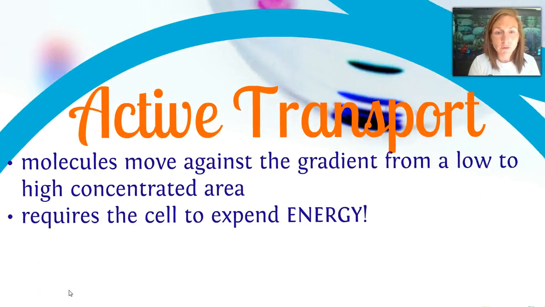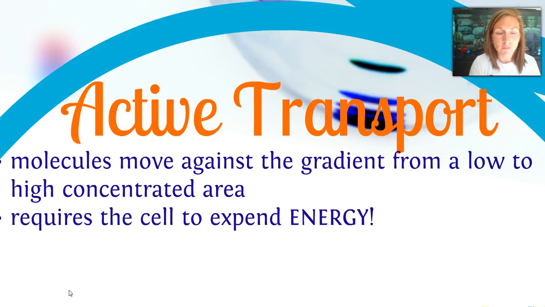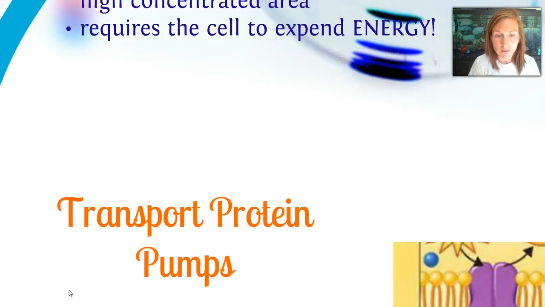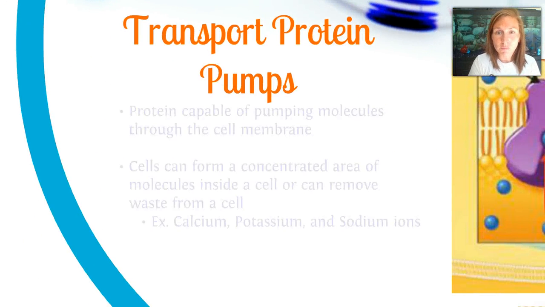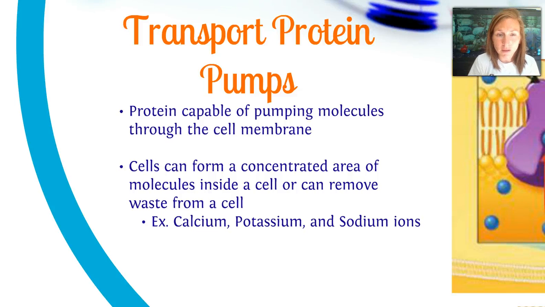Okay, now the last type of transport we're going to talk about is active transport. This is when molecules move against the gradient from low to high, and energy is needed in order for this to happen. So there are transport protein pumps that help with this process. They're capable of pumping molecules through the cell membrane, and they can form concentrated areas of molecules inside a cell, or they can also remove large amounts of waste from the cell, even if the gradient is low to high.